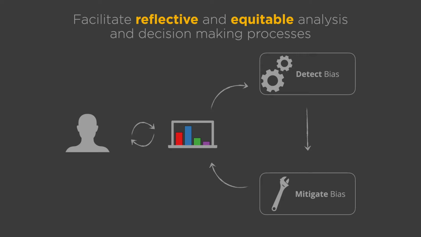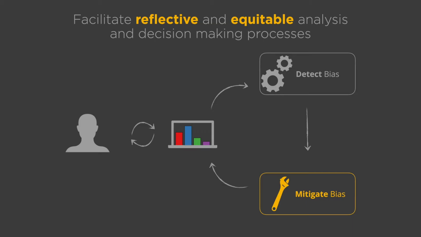Again, in my research, the goal is to facilitate reflective and equitable analysis and decision-making processes. We do that by developing ways to detect bias. We can measure bias using fairness metrics from machine learning, computational bias metrics based on user interactive behaviors, visual attention with eye tracking, and so on. And we can develop strategies to mitigate those biases through visualization system design.